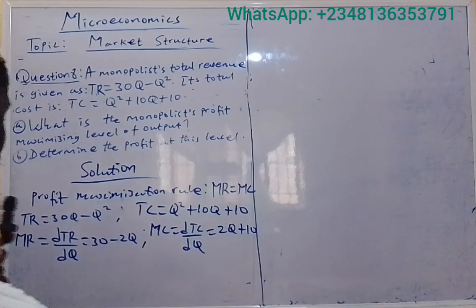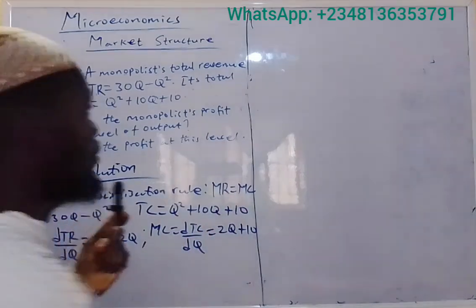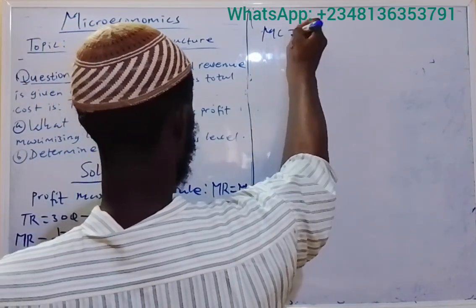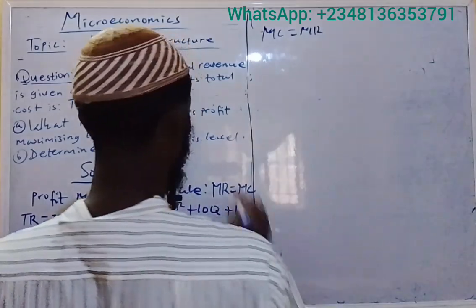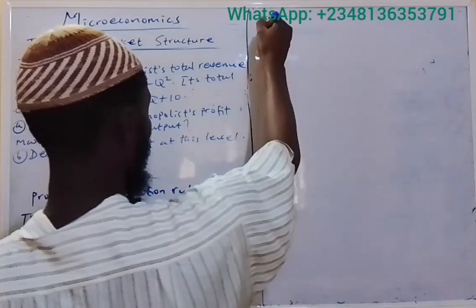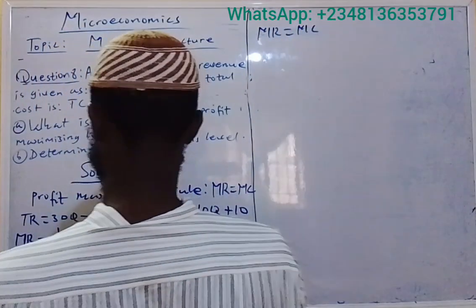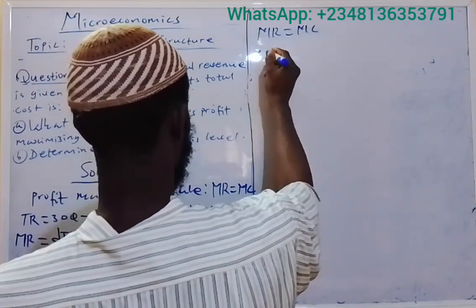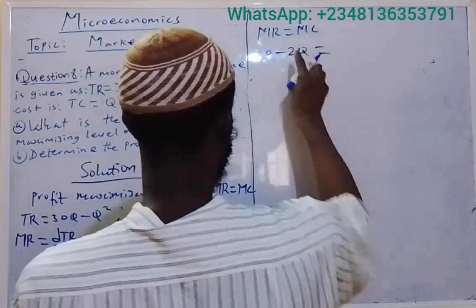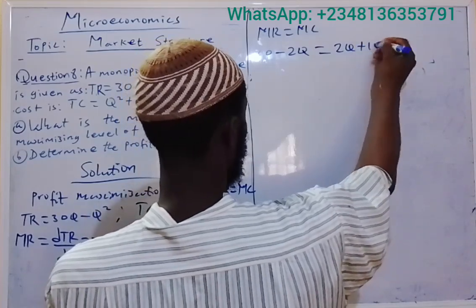So the next thing is to follow the rule, MR equals MC, by equating these two functions. So we recall that MR is equal to MC. What is our MR function? We have 30 minus 2Q equals MC. This is the MC function. We have 2Q plus 10.